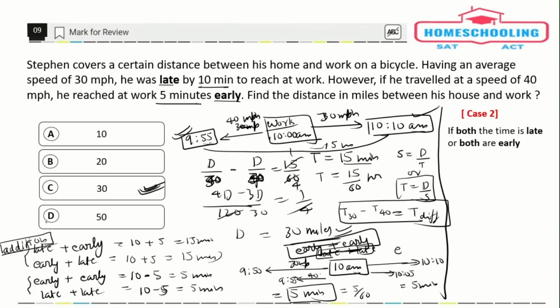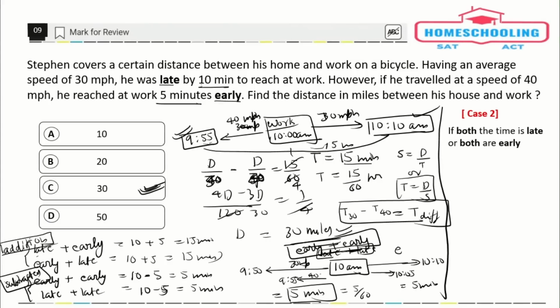So always remember, when both of them are opposite, different, late and early or early and late, then the time will get added. And when both of them are early or both of them are late, then the time gets subtracted. You can remember this. I think 3 or 4 years back, they asked this question. I still remember most of my students were unable to do this question. Now let's move on to the next question.